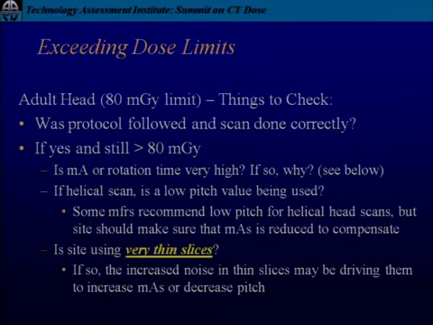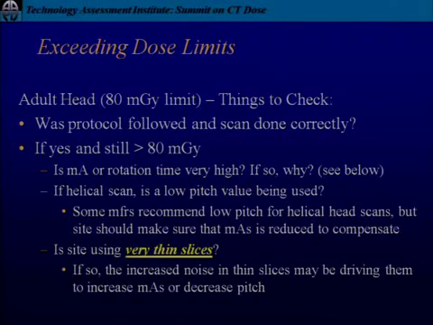I haven't said this and I haven't heard anybody else say it, so I'm going to make it explicit now. In those scanners that use effective mAs or mAs per slice, as you change the pitch, the mA actually increases or decreases according to the pitch to keep that value, the effective mAs, constant. Okay? So, if it's not one of those kind of scanners, and a helical scan and low pitch value is used, then sites should be aware they need to reduce their mAs.